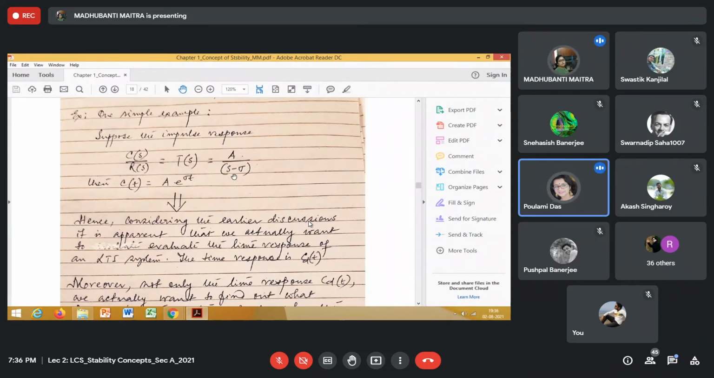So now if R(s) is a unit impulse, that means R(s) is equal to 1, right? So C(s) will be equal to A by (s minus sigma), and by taking the Laplace inverse, we can find out c(t). You see, c(t) is equal to A e to the power sigma t, isn't it?